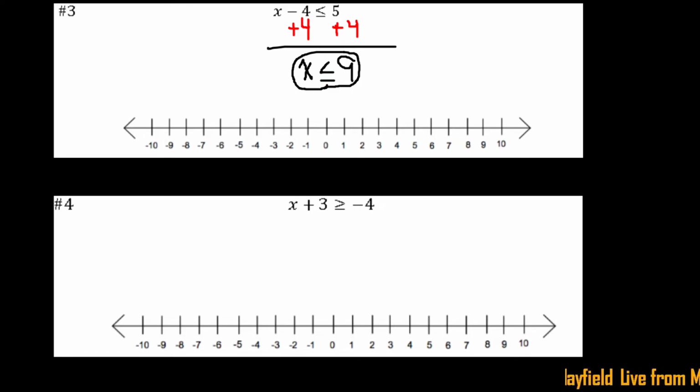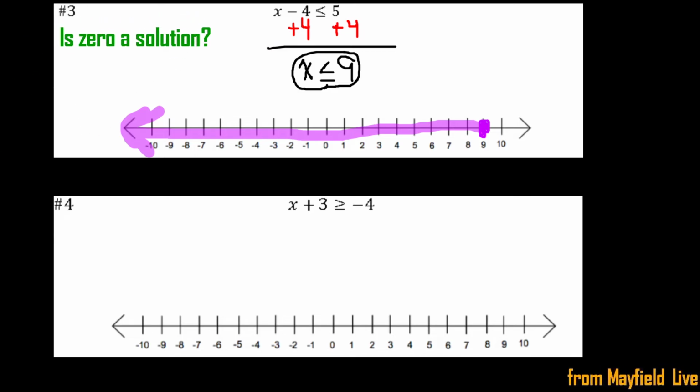Since we have a filled in line, we're going to have a filled in circle, so I'm going to go all the way to positive 9. I'm going to fill in that circle, and shade in everything to the left. So everything to the left, since it is less than, is a possible answer. That means we could plug in -10 and it would still hold true. But more importantly, we're asking, is 0 a solution? And for this one, we would say, yes, it is.